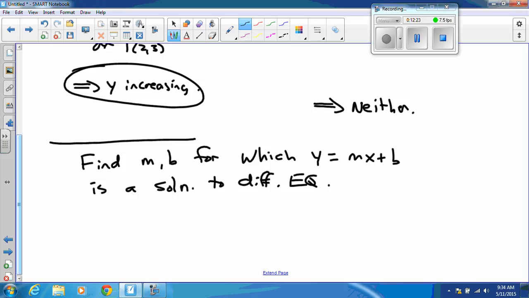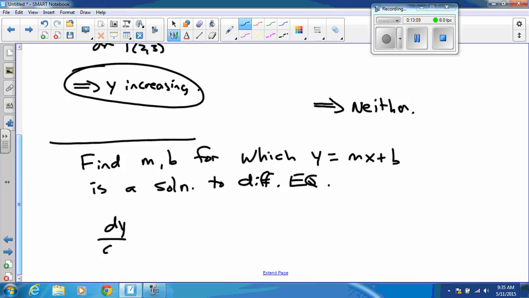What does it mean for this to be a solution to the differential equation? What does it mean for a function to be a solution? The values make the equation true. What's the definition? Values are the same and true. Is the statement true? Yeah, that's it. The equation is true. So what is that differential equation?